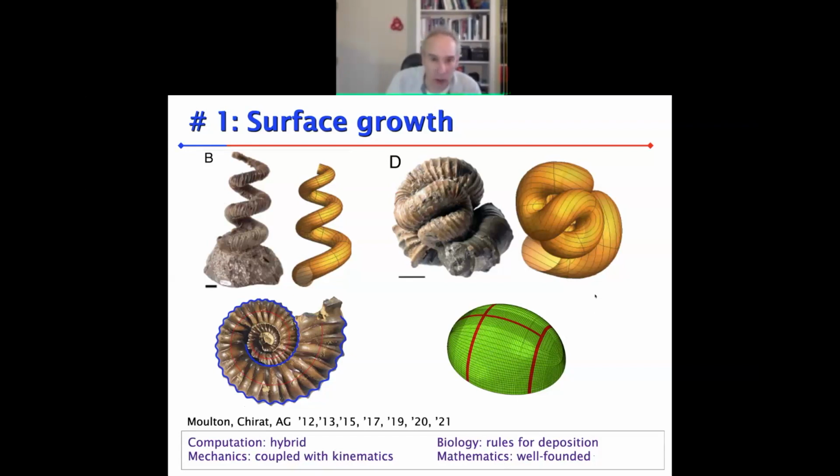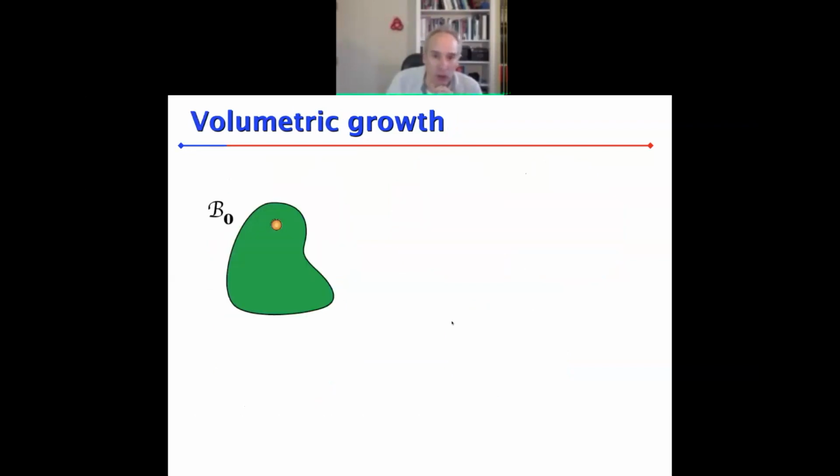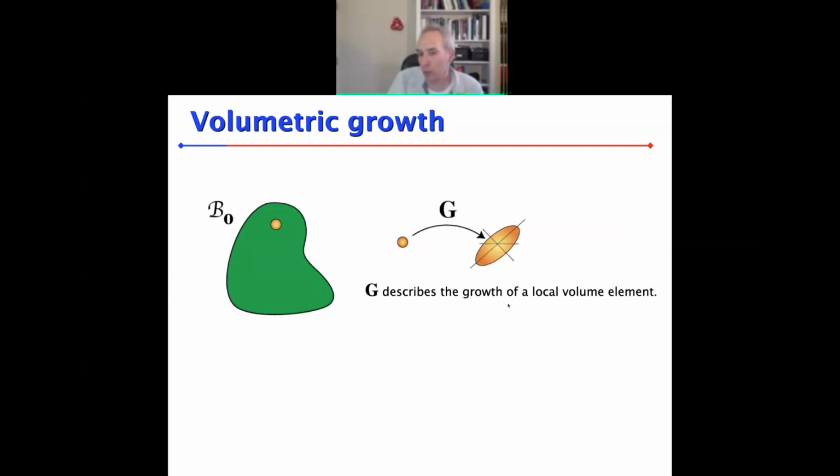Now, for the rest of the talk, I will be focusing on volumetric growth. So remember that G described the growth of a local volume element. And one of the main distinctions in the way you approach this type of problem is to decide whether this local volume element is infinitely small.